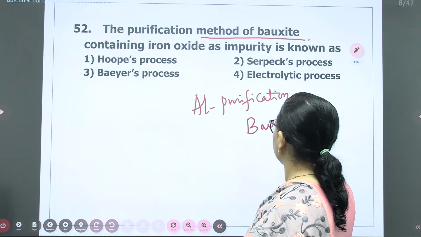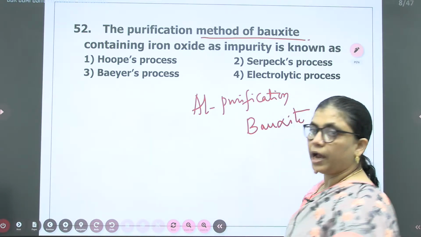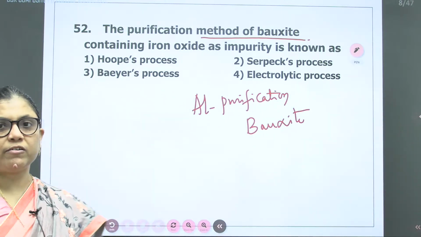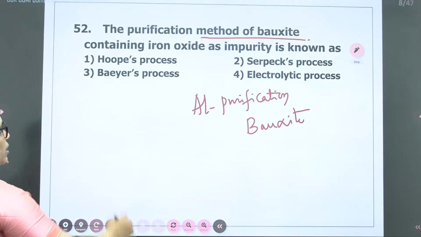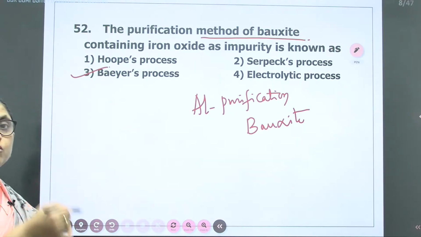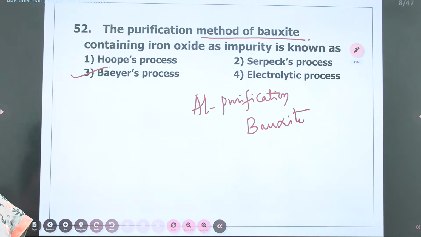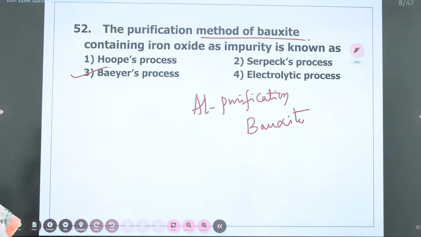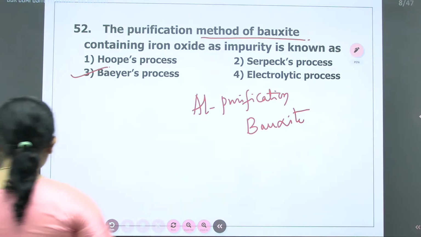Aluminium purification can be done by which method? By using bauxite, and the method is known as Bayer's process. It is called what? Bayer's process, which is used to purify aluminium using bauxite as the constituent. Therefore, for question number 52, the correct answer is the third one.